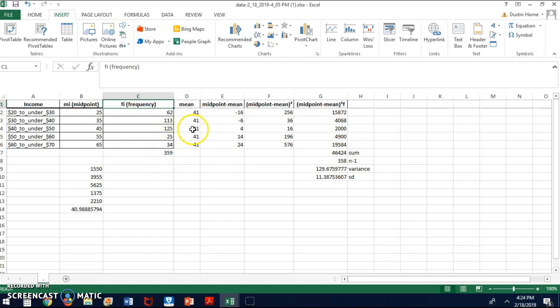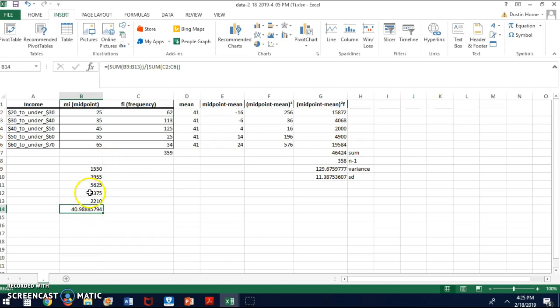To get the actual mean, you take the midpoint and multiply it times the frequency. So I did this for each row down here. So there's the first one. Here's the second one. 35 times 113. Then 45 times 125. And then 55 times 25. And then 65 times 34.